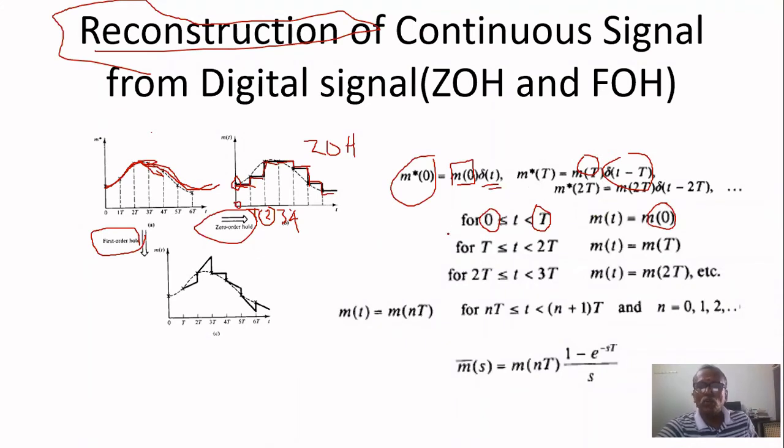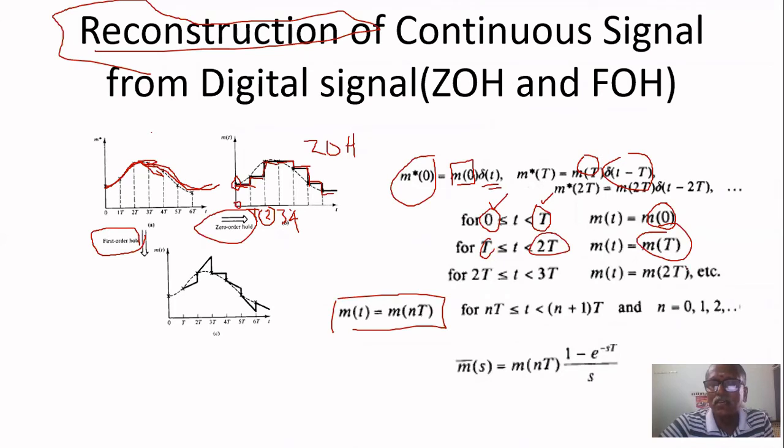So mathematically, how can it be represented? m of t equal to m of n tau, where n equal to 0 in this case, equals m of 0 from time 0 to tau. Similarly, next m of 1 will be for t greater than or equal to tau and less than 2 tau. Similarly, from 2 tau to less than 3 tau, the same value will be maintained. So you will get a step-like function.